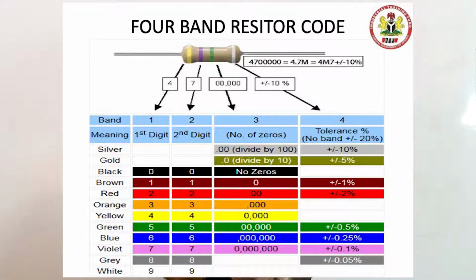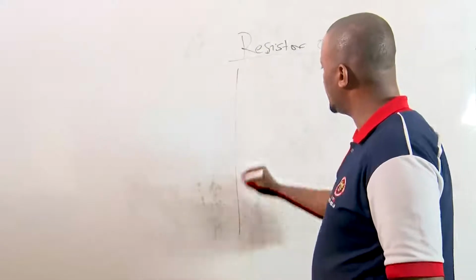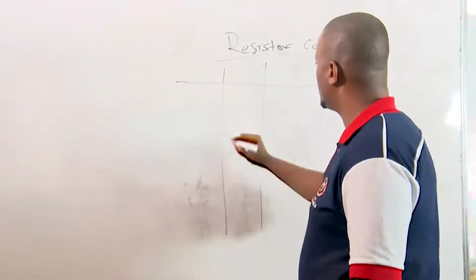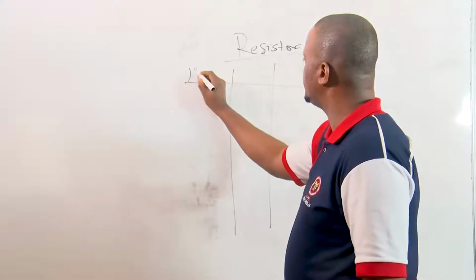Now let us look at the board. So we are going to write that in that order. Okay, we have, let's call this the first band.